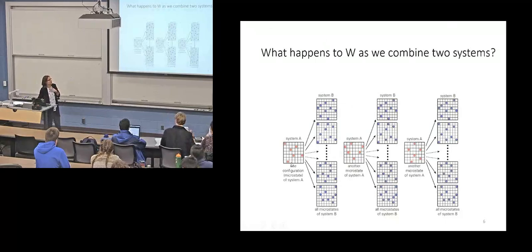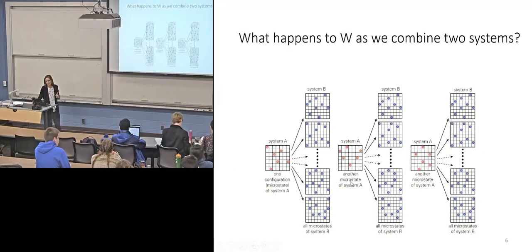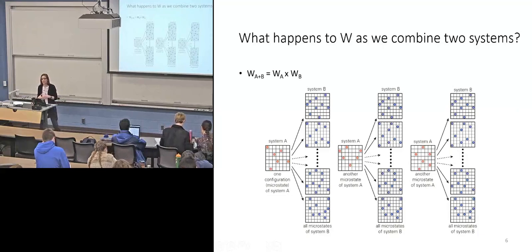So here we have system A. This is one of the configurations of system A. And that configuration, when it combines with B, it could combine with any one of B's different microstates. Then we have our second possible microstate of A. This one could combine with all the different possible microstates of B. And we have all the possible microstates of the next one for A, all the ones of B, the next one of A, all the ones of B. And so this is how we come to the combined multiplicity being the product of the individual multiplicities.